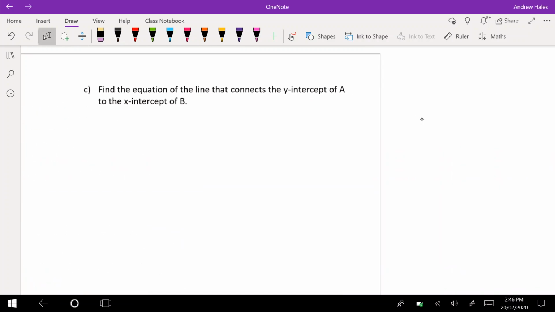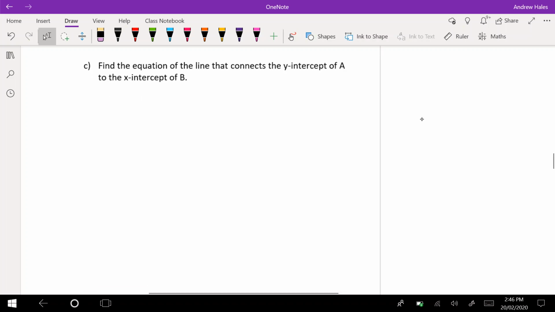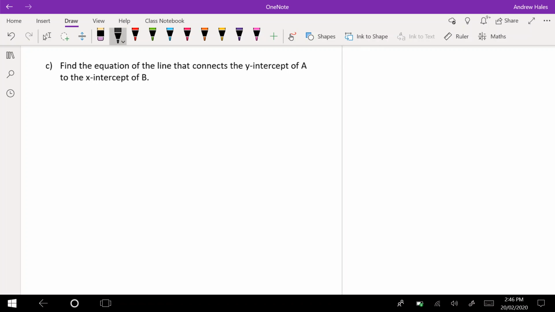Find the equation of the line that connects the y-intercept of A to the x-intercept of B. Well, we've been told that the equation of line A was y equals 2x take 1. So therefore, the y-intercept of A is just equal to the point 0, negative 1. That was easy enough to figure out just because we know the y-intercept from that gradient intercept form. Gives it to us straight away.